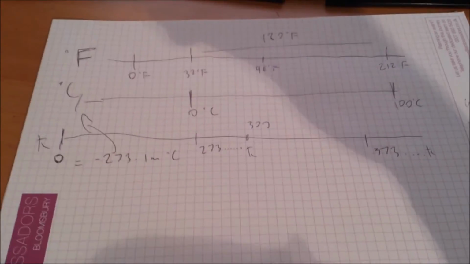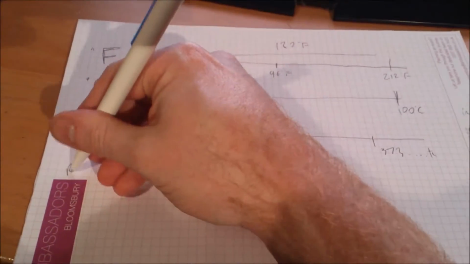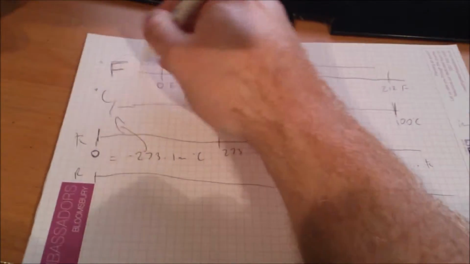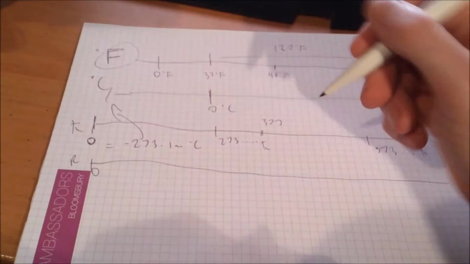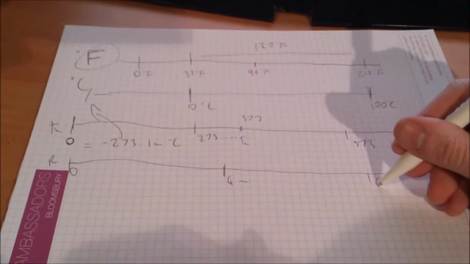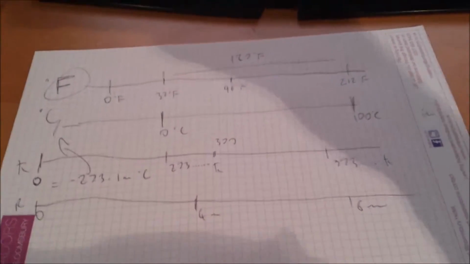And there is another scale which people do sometimes use, which is called the Rankine scale, which, similar to this, uses Fahrenheit starting at 0 and working up to 400 and something for the melting point of water and 600 and something for the boiling point of water.